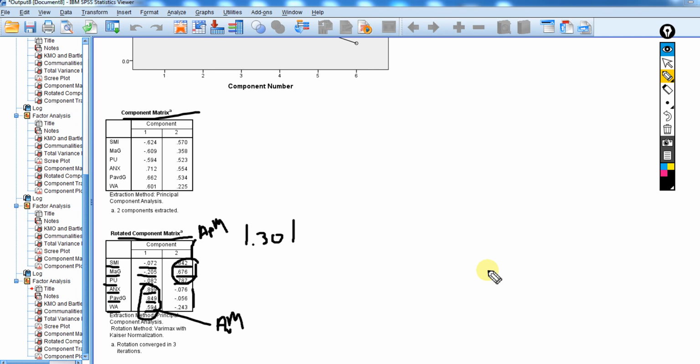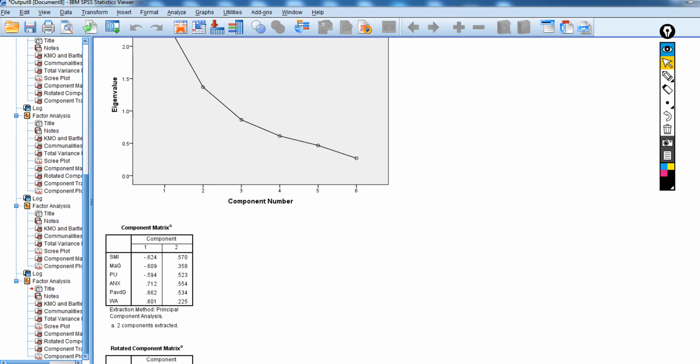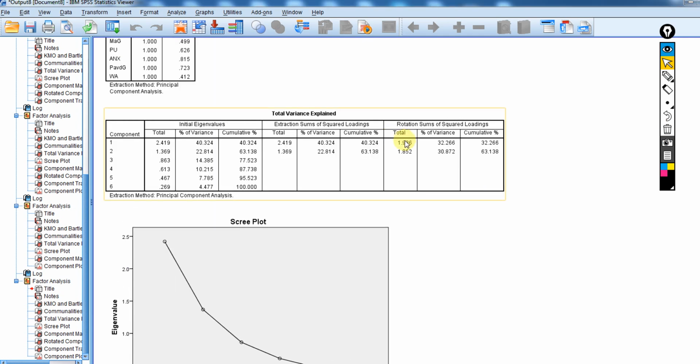So you'll notice that when we scroll up a bit, you have essentially rotated sum of squared loadings. So we have eigenvalues for each of those rotated components, the percentage of variance and the cumulative percent of variance accounted for. And basically after rotation it redistributes the variation accounted for by each of the components. So the cumulative percentage remains exactly the same. So you're not going to be accounting for more variation in the measured variables than you were originally.